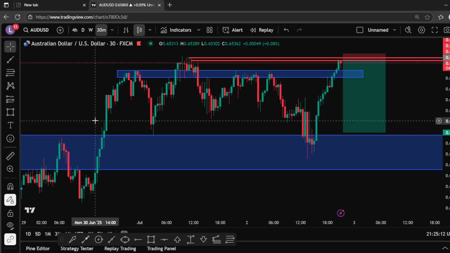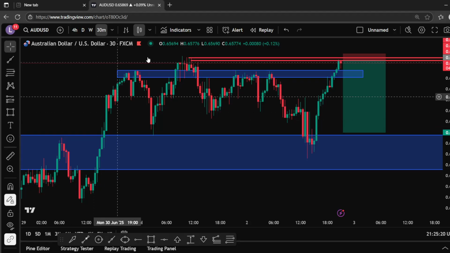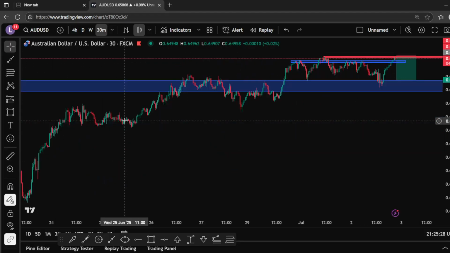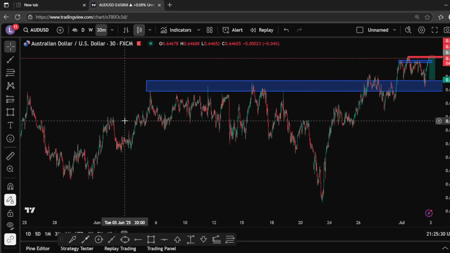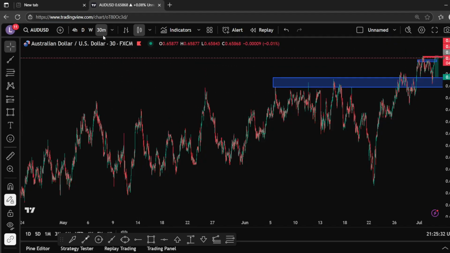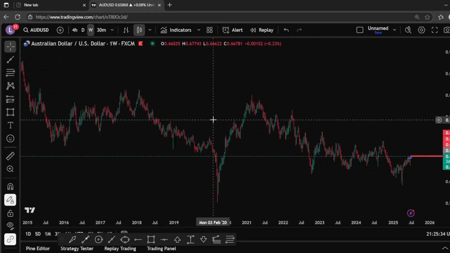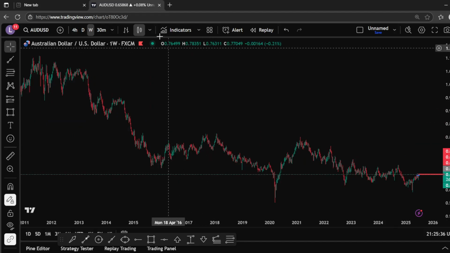Welcome to my channel. Today is the 2nd of July 2025 and this is the Aussie US dollar on the 30 minutes time frame. So I've just taken a short trade and I'm here to run you through my analysis and why I went short. So on the weekly time frame, we are on a downtrend, all right? So I want to go short.